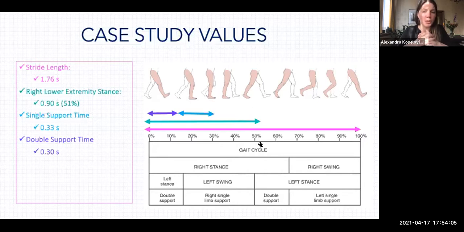We expect it to be 0.4 seconds, so definitely less than what we expect from the norm. And double support time is over the norm, right? We expect double support time to be 0.1 second, and in this case it is 0.3 seconds. So it's definitely over the norm. These are great values that you can keep for yourself as a progression of patient gait training, but also present to insurance companies as well.